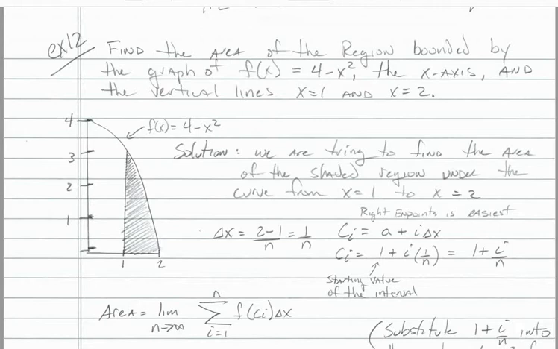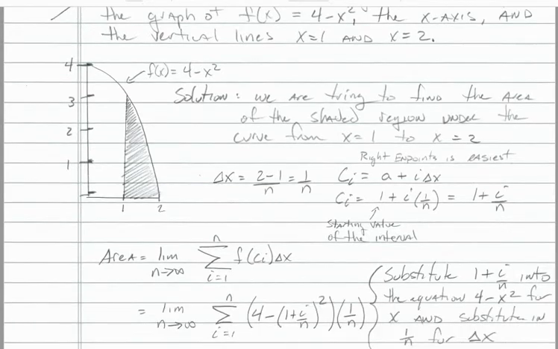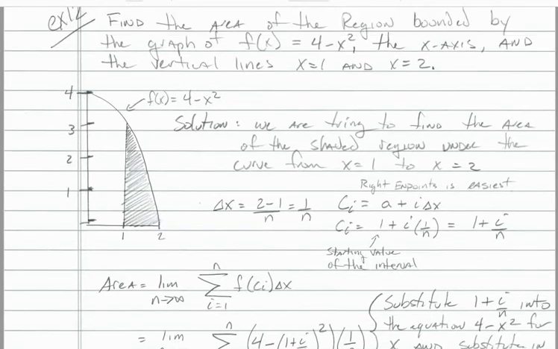Remember, the approach in these problems is we need to find either the left hand or the right hand. It's simplest really just to find the right hand for each one of these and roll with it. That's the easiest Ci to find, and then we always have to find our delta x. Then substitute that into the function, let the calculator do the summation for us, and then we should be good to go. So let's review one.